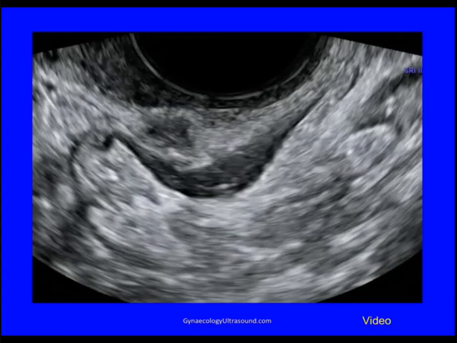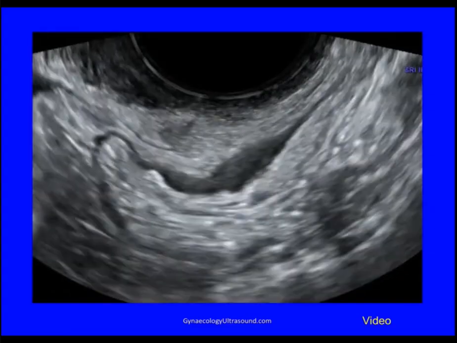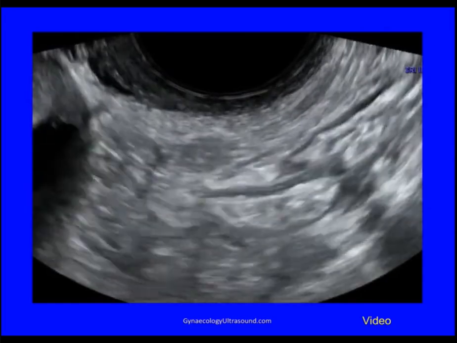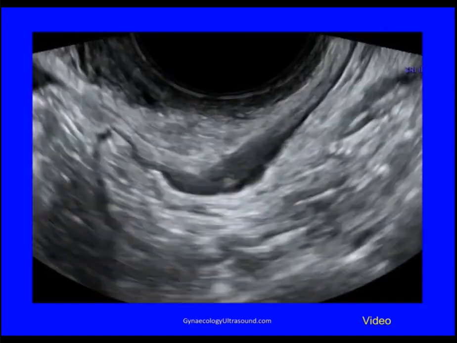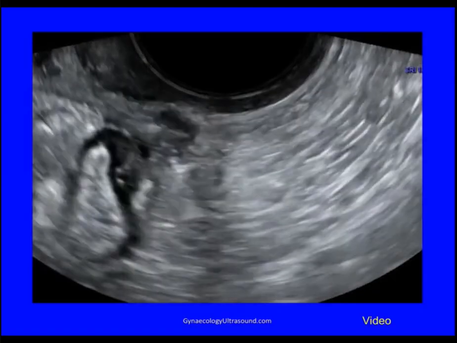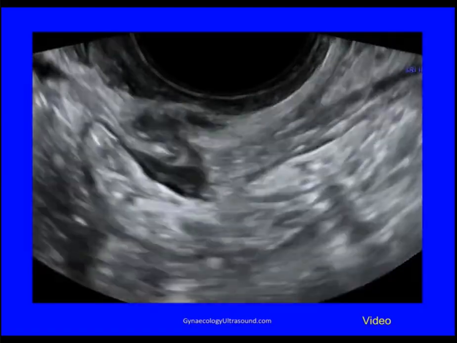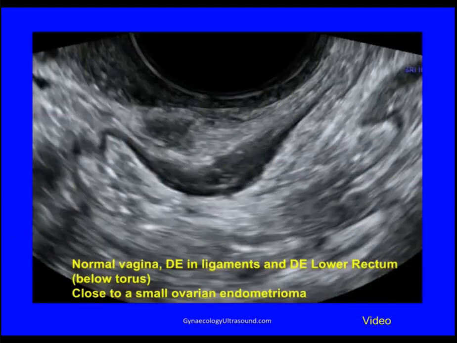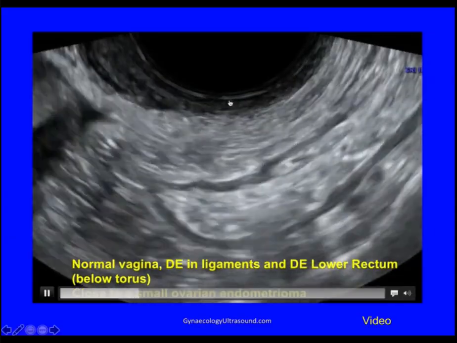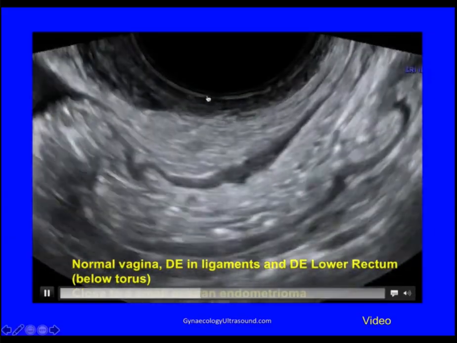So this is the image that we had at the very beginning. So if I play this video again, then you will now know exactly what we are doing. I'll just be quiet a minute whilst you're having a look at that. And what we can see is a normal vagina. The dark area is normal.